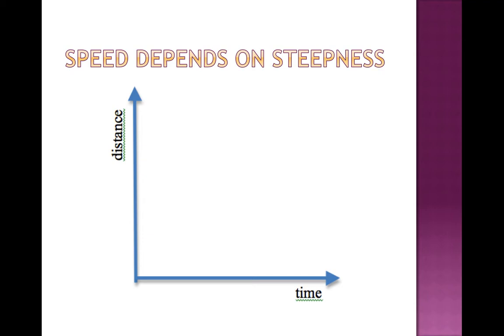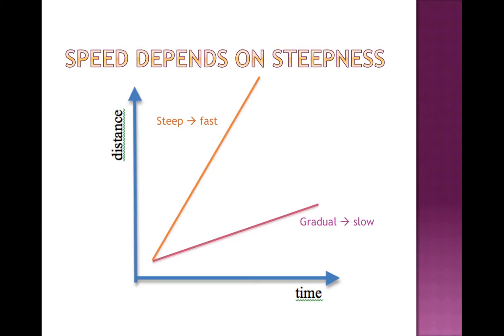The speed depends on the steepness of the line. If the line is fairly gradual, in other words, it has a low slope, it's going slow. And here, it's going fast because the line is steep.